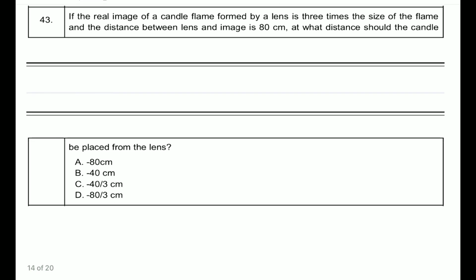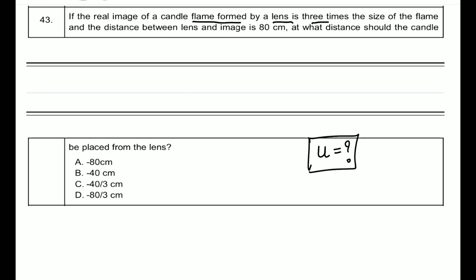This is question number 43 of your sample question paper. If the real image of a candle flame formed by a lens is 3 times the size of the flame and the distance between the lens and the image is 80 centimeter, at what distance should the candle be placed from the lens? So you have simply been asked what is the value of u. This is what the question is asking you guys. Now, what are the things that are given in the question?